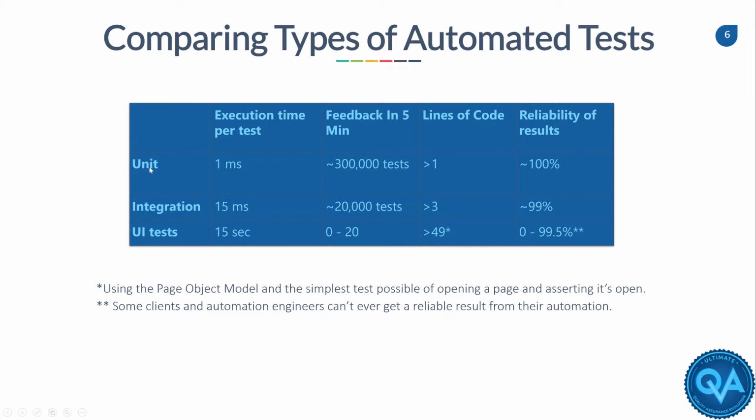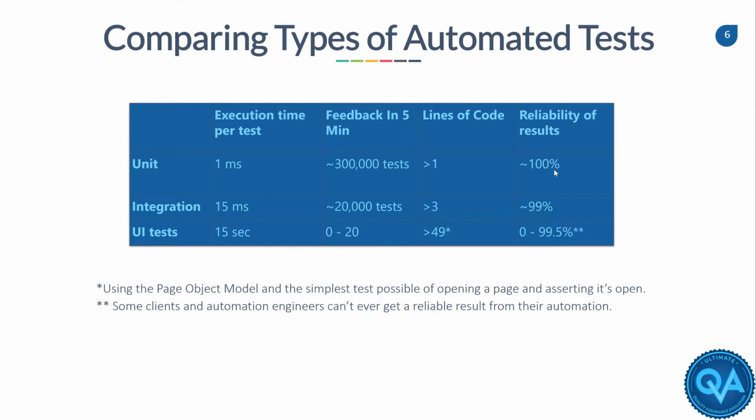So over here at the very top row, you can see the unit test layer. This is the very bottom of the pyramid, and why it's the most important layer of test automation to have is because you can see that a unit test can execute in as little as a single millisecond. So if you want to have a feedback loop of 5 minutes, you can execute approximately 300,000 tests. A unit test can be as small as a single line of code, and its reliability is pretty much 100%.